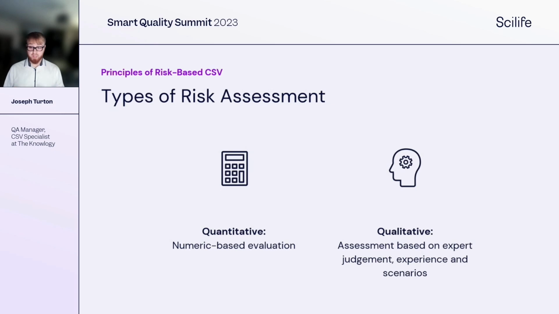On the other hand, you've got qualitative risk assessment, which is more descriptive and relies heavily on expert opinions and hypothetical scenarios. Both methods have their merits, and often they're used in tandem to provide a comprehensive picture.